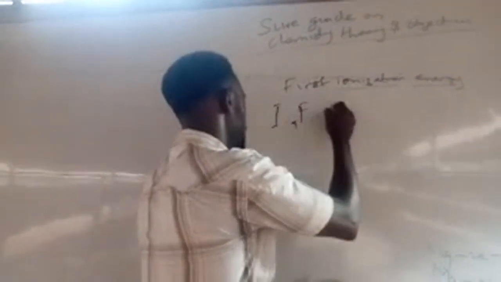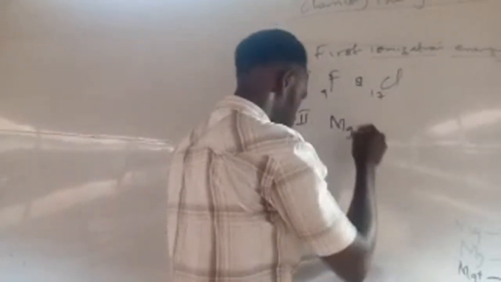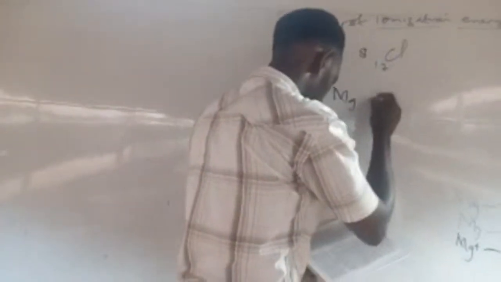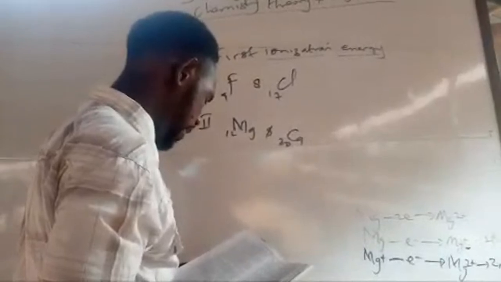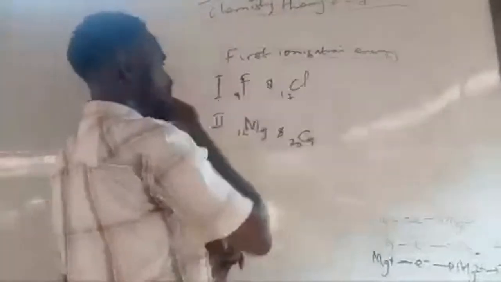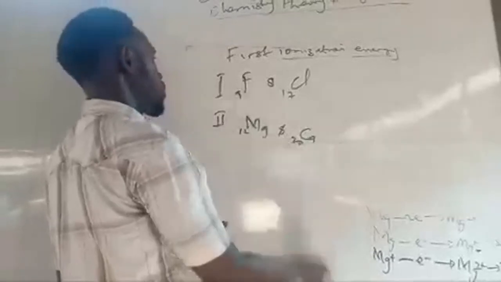Fluorine number 9 and chlorine 17. Then another pair, II is magnesium and calcium, that's 12 and 20. Let's see their question. They say, explain briefly why the elements in each pair have similar chemical properties. Explain in each pair why fluorine and chlorine have similar chemical properties, and magnesium and calcium have similar chemical properties.